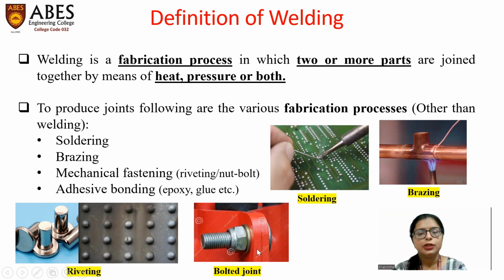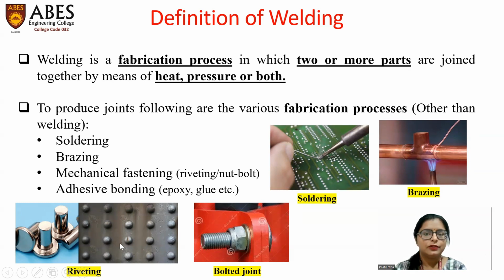So this bolted joint, or you can say nut and bolts, is generally a temporary type of joint, because it is very easy to detach. If we want to disassemble these two plates, we just loosen or remove this nut part and remove this bolt. So that is how it is very, very easily disassembled.